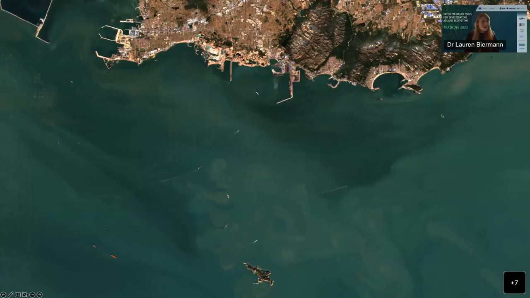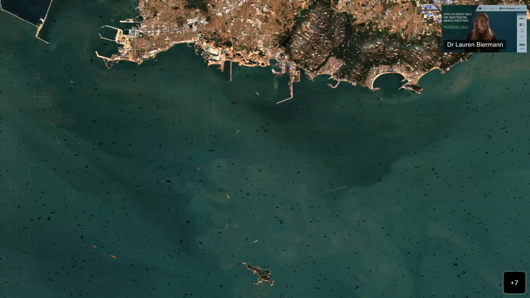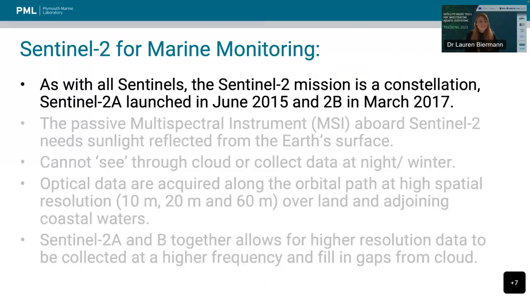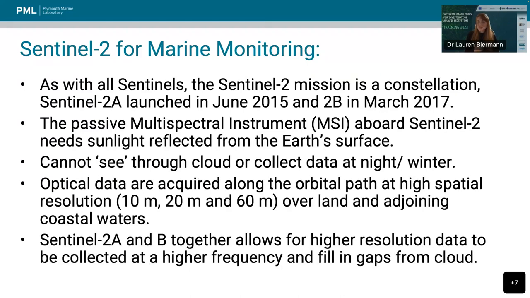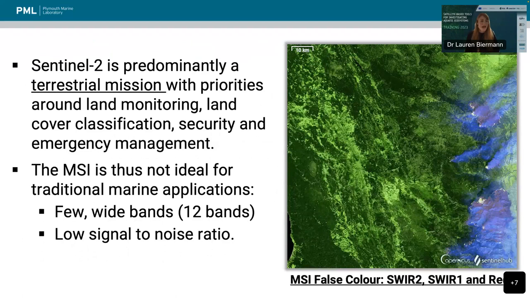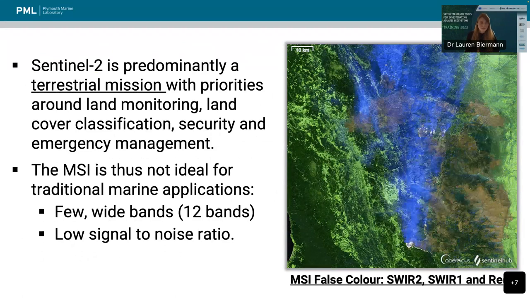But if we just rely on data in the RGB, that is really hard to see. And this is where the different bands start to really come into their own. I really love that. So the data goes back to 2015. Again, we have two Sentinels acting as a constellation. It is a passive sensor that can't see through cloud. The optical data are actually collected at different spatial resolutions, but we don't need to worry about that right now. Suffice to say that we have Sentinel 2A and B acting together and collecting high resolution data, predominantly over land. And it is an excellent sensor for what it was designed to do.